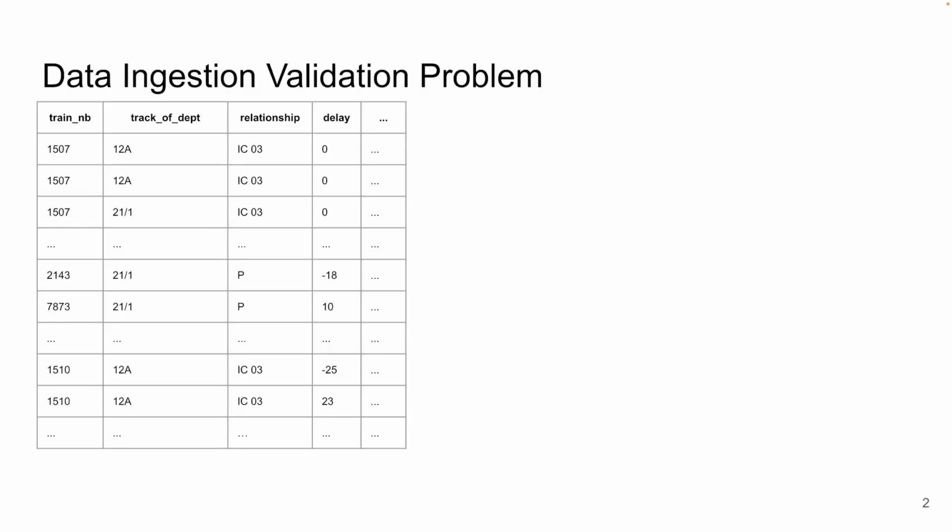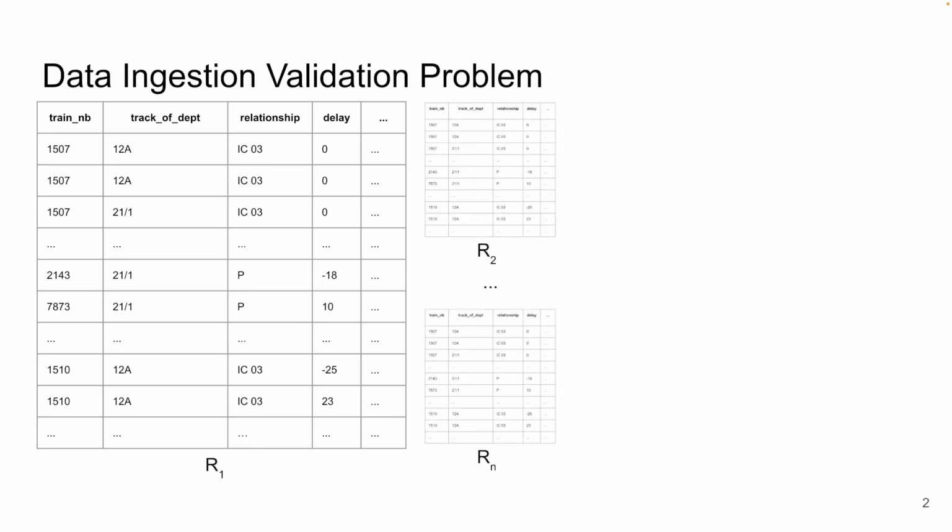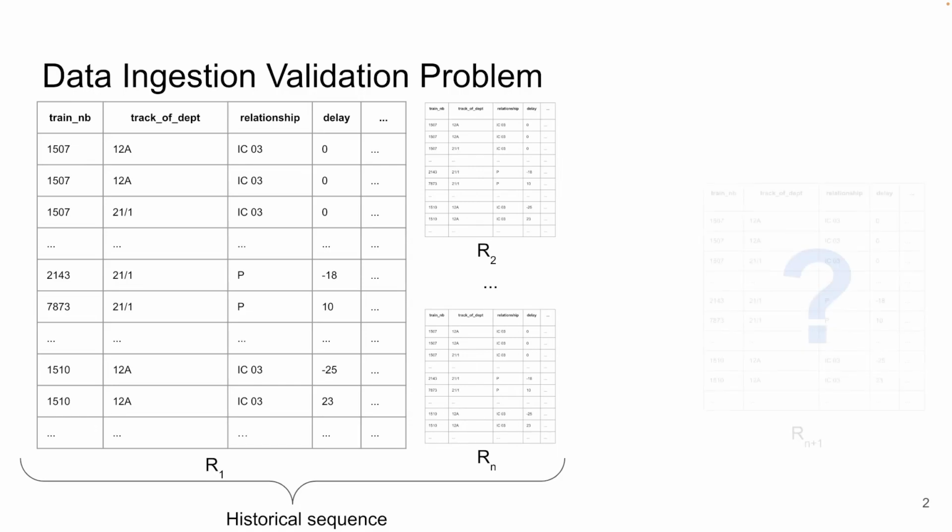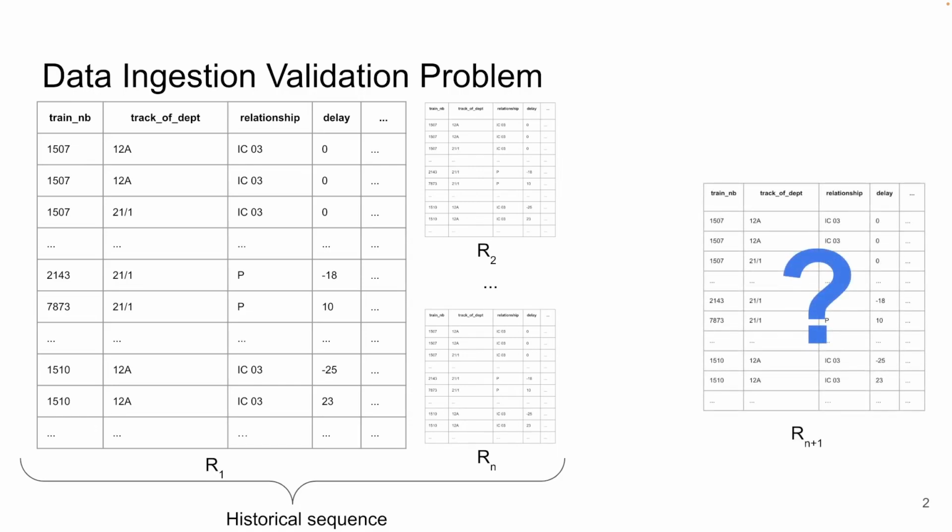With the Conditional Metric Explorer we want to solve the data ingestion validation problem. With this problem we assume that at the end of the day a system collects all of the data and dumps this into a database. If we do this for multiple days we actually get a historical sequence of data. With the data ingestion validation problem we want to validate whether a new and unseen batch of data is actually of good enough data quality.